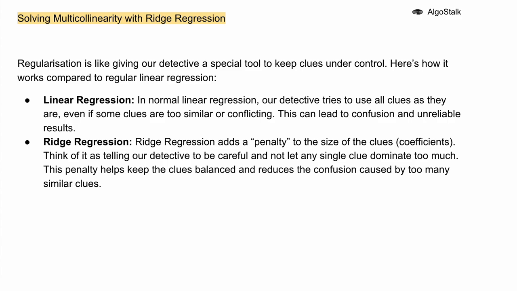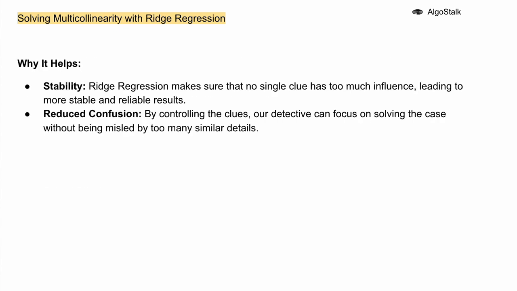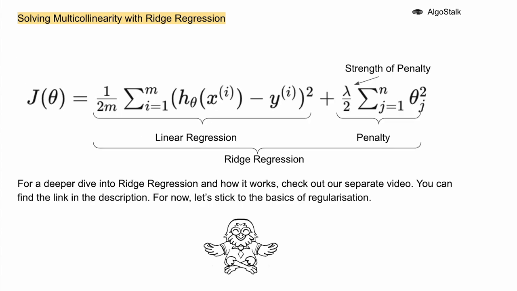Ridge regression adds a penalty to the size of the clues. Think of it as telling our detective to be careful and not let any single clue dominate too much. This penalty helps keep the clues balanced and reduce the confusion caused by too many similar clues. Ridge regression makes sure that no single clue has too much influence, leading to more stable and reliable results. By controlling the clues, our detective can focus on solving the case without being misled by too many similar details.